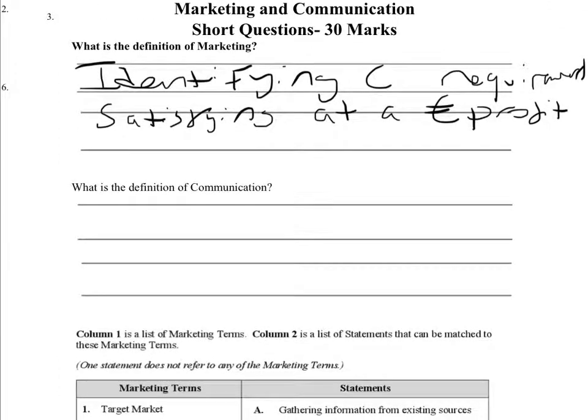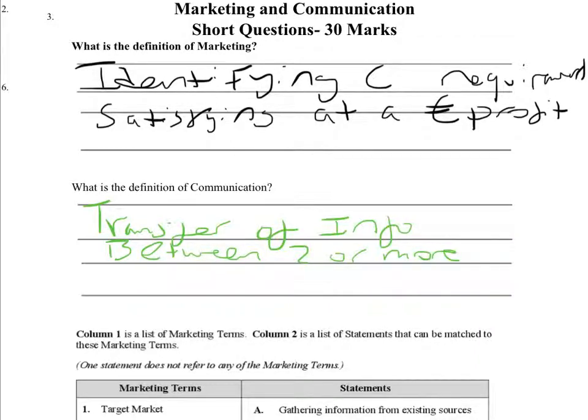Our next definition is communication. Now, this involves the transfer of information between two or more parties. Now, as we know, and you have to say this, it can be either oral, that's like speaking, or visual, which means obviously using your eyes.